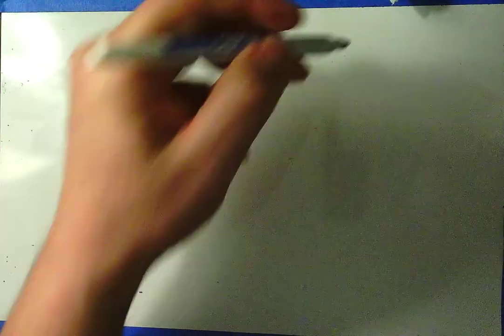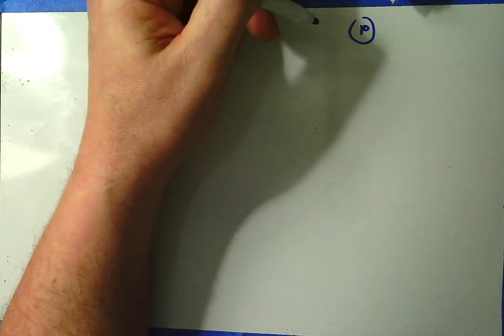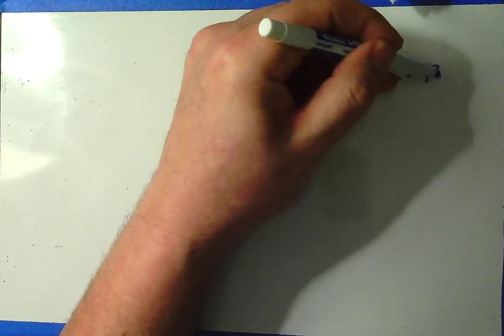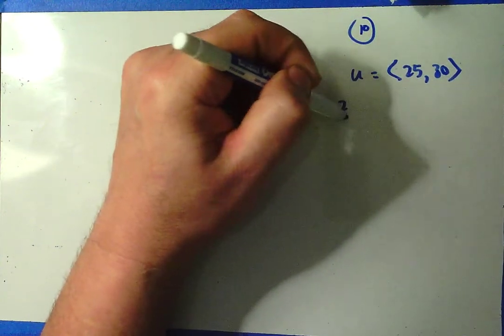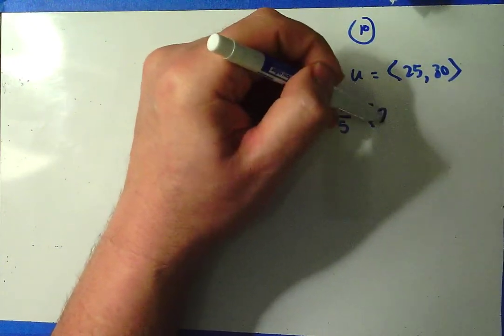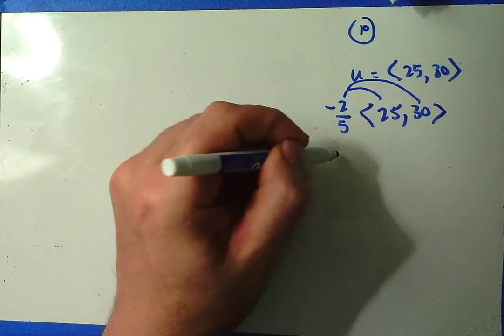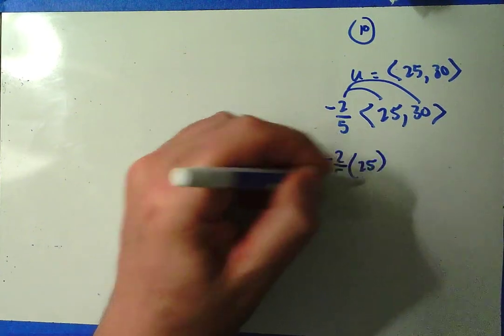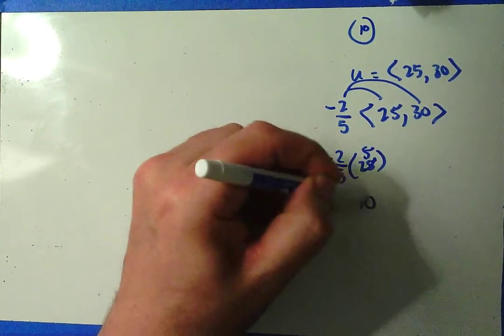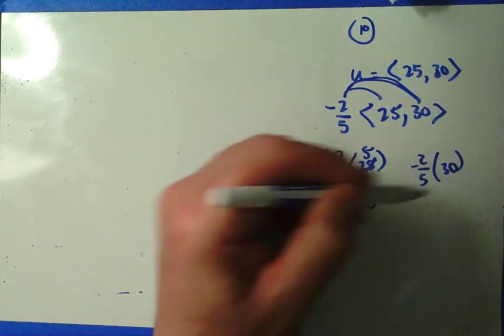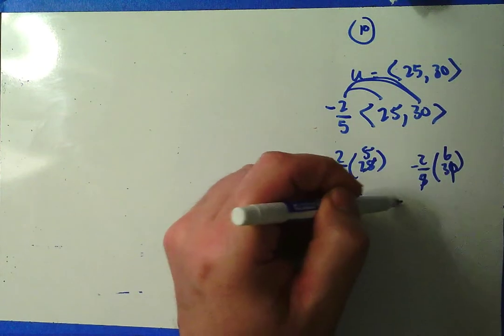Okay, let's take a look at 10. 10 says if the vector u is given as 25, 30, what would negative 2/5 of 25, 30 be? Well, if I distribute that negative 2/5 times 25, these cancel, giving me negative 10. And if I distribute the negative 2/5 times the 30, I can cancel and get negative 12.